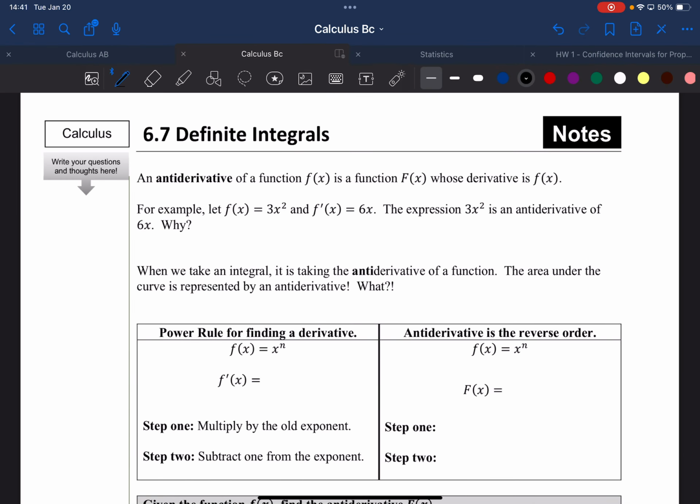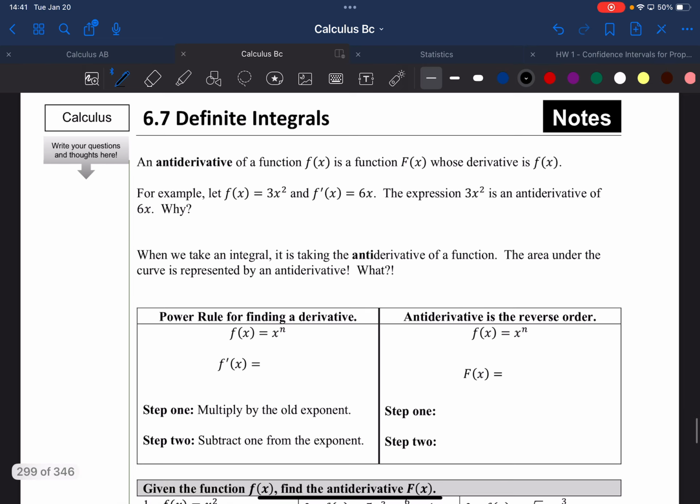Okay, so note 6.7, definite integrals. It says an antiderivative of the function f of x is a function capital F of x whose derivative is f of x. All that means is if we have the derivative of capital F of x, that's the same as saying f of x. Remember, the antiderivative and the derivative are opposites. So when we look at the derivative and we think of an integral, they're the opposites of each other.